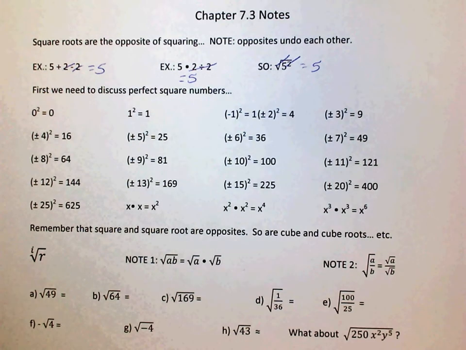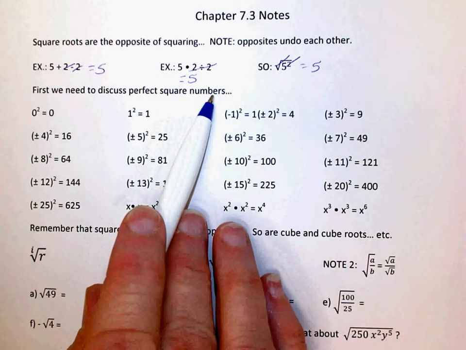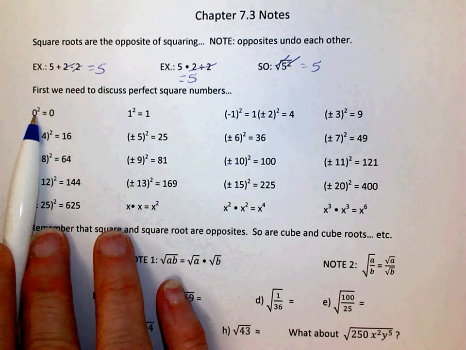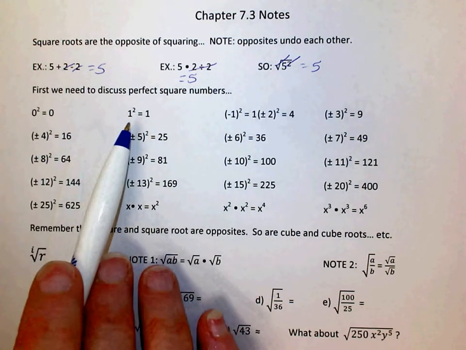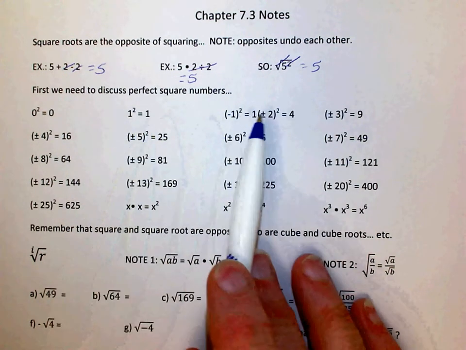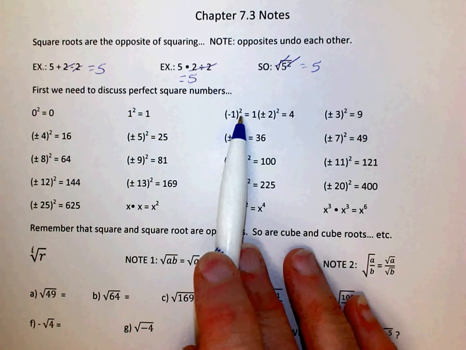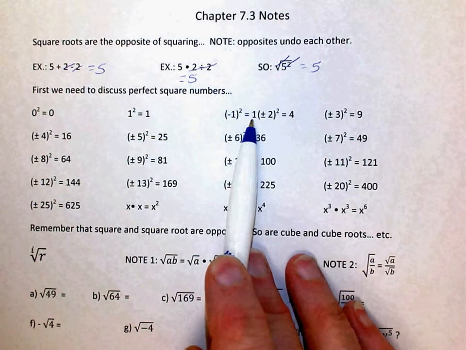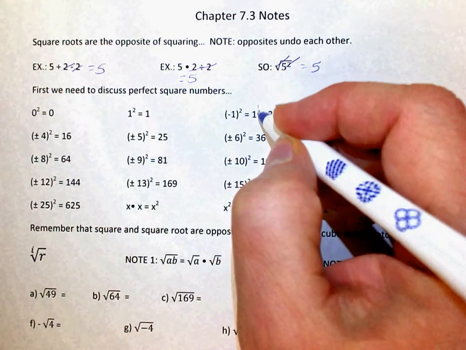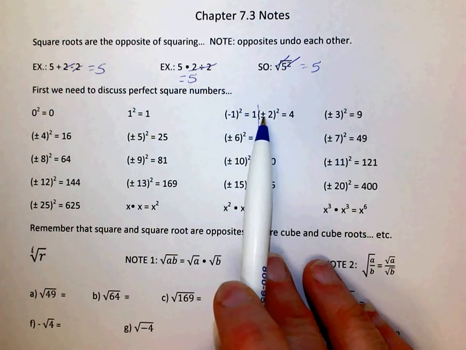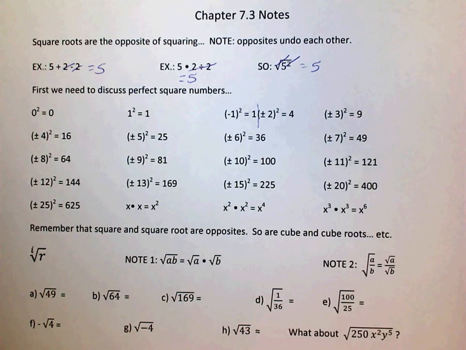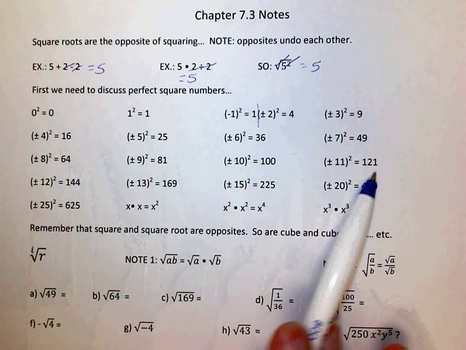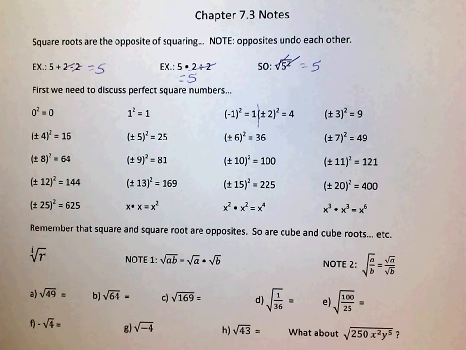The next thing we need to talk about are perfect square numbers. If you take 0 and you times it by itself, or you square it, you get 0. If I take 1 and I square it, I get 1. If I take -1, I square it, and I get 1. If I take positive or -2 and square it, I get 4. 3 squared is 9, etc. The ones that I've written here are the most used ones as far as numbers go.